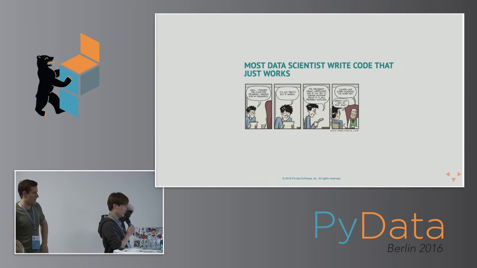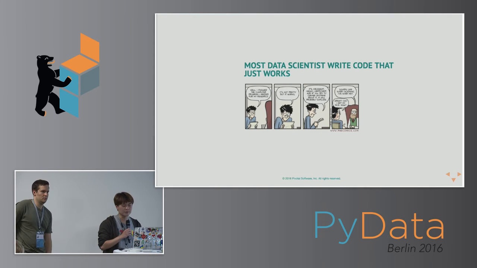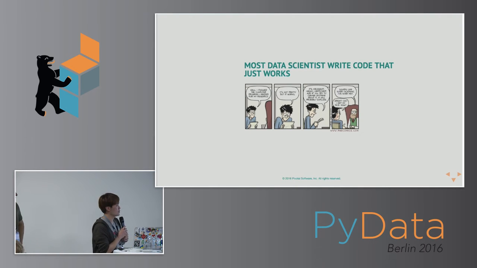So let's start with a little comic. Can you read this actually? Right. So as you can see, here's a PhD student with his professor, and obviously he's not a data scientist, not a computer scientist. So he wrote some code which is inelegant, which is messy, right?